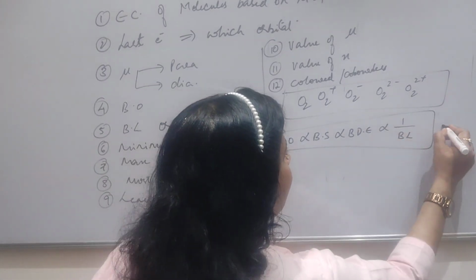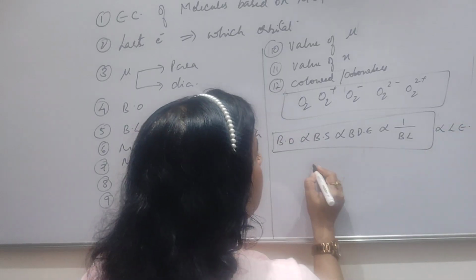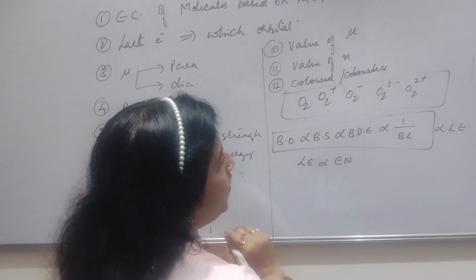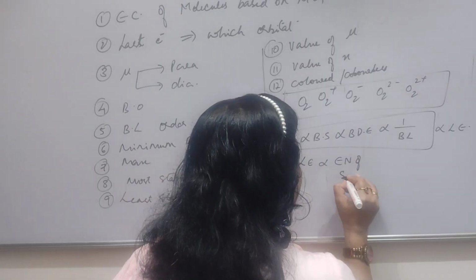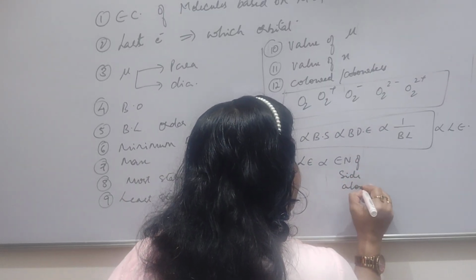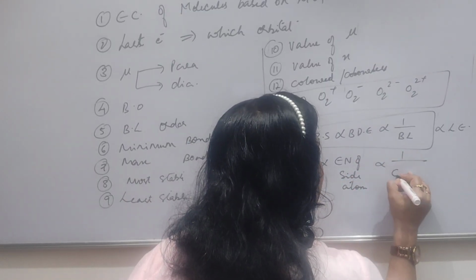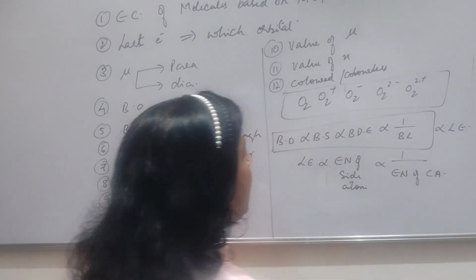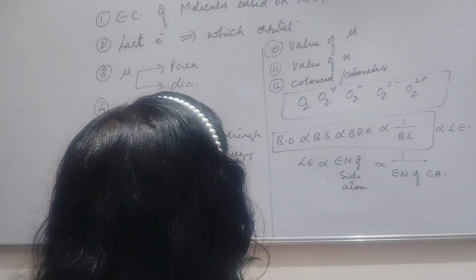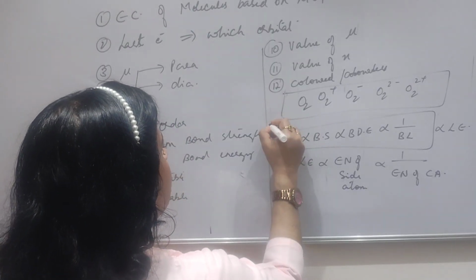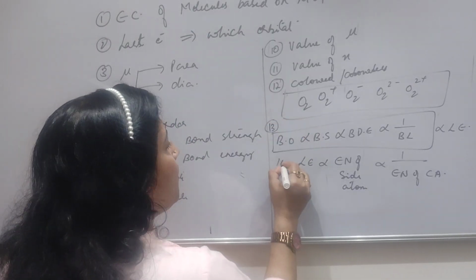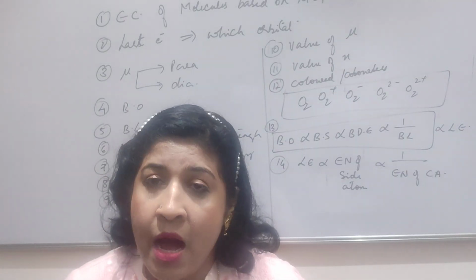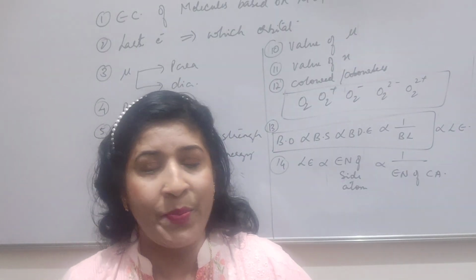If they want, they can again relate this to lattice energy, of course. So all this is directly proportional to lattice energy. Now, lattice energy is directly proportional to electronegativity of side atom, and it is inversely proportional to electronegativity of central atom. So these are the different questions. If I am going to number them, that is 13, 14. So you can see almost 14 types of questions will come from this chapter in the competitive exam.